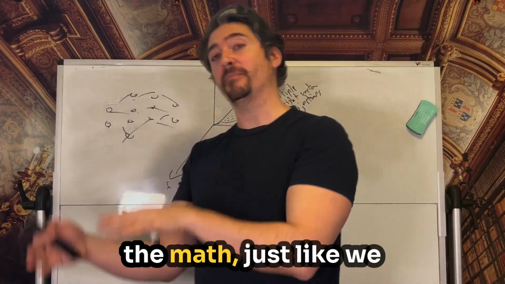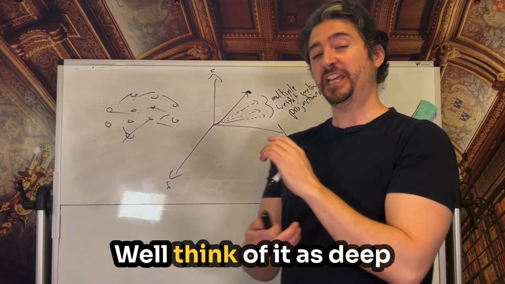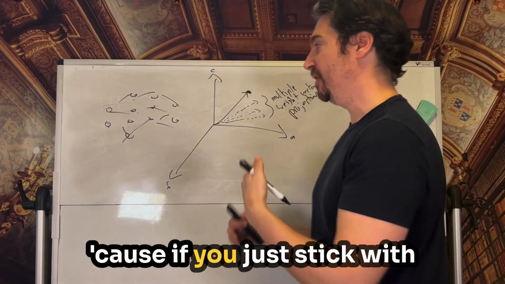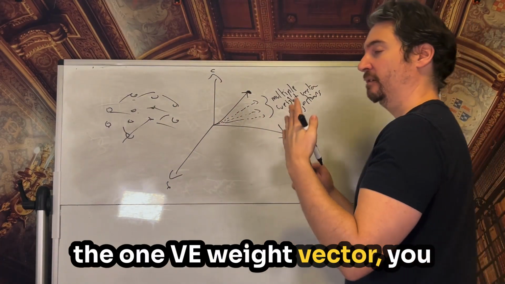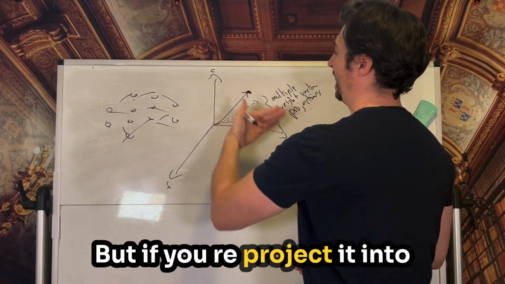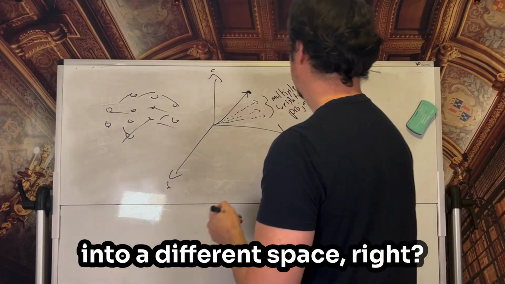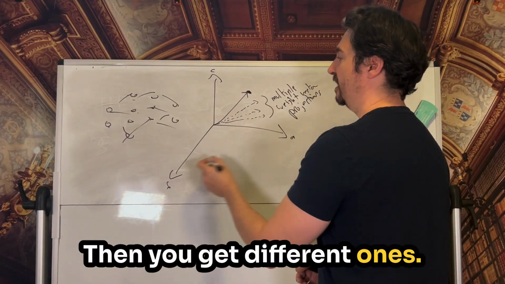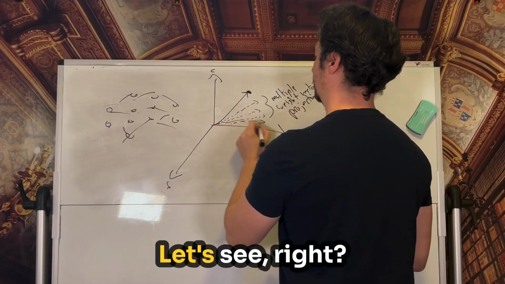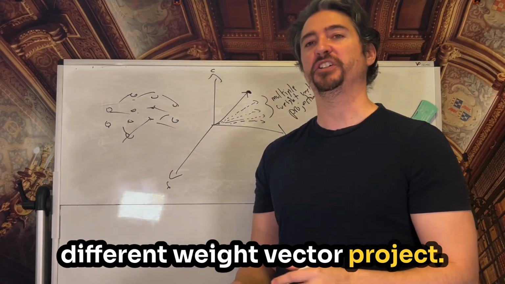So once we go back to the math, just like we did in lesson 1, where we dealt with weight vectors, think of deep learning as learning different weight vectors now, right? Because if you just stick with the one weight vector, you can still update it, but maybe it's still playing in the same space. But if you reproject it into a different geometry, into a different space, then you get different ones. So if this is 4, you might say you got like 40 projections, a different neuron doing a different weight vector projection.